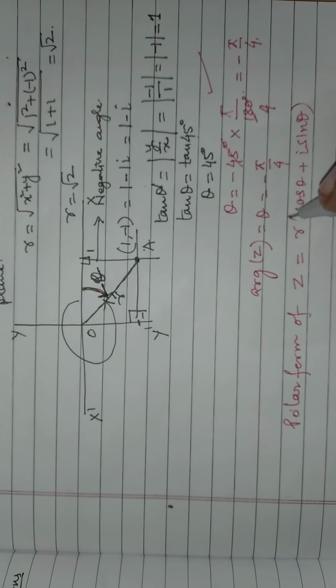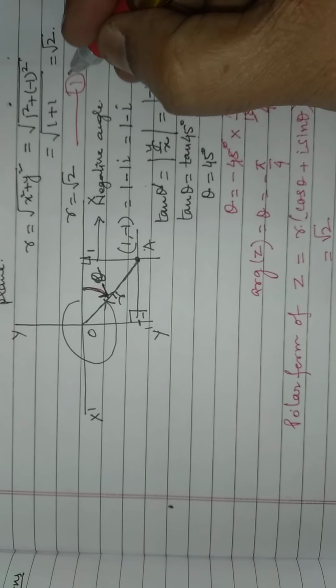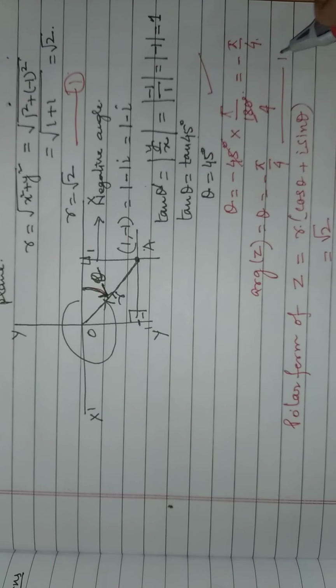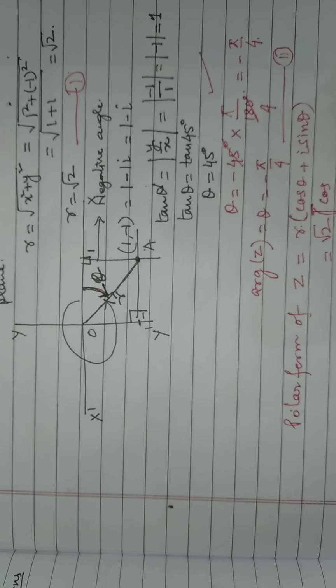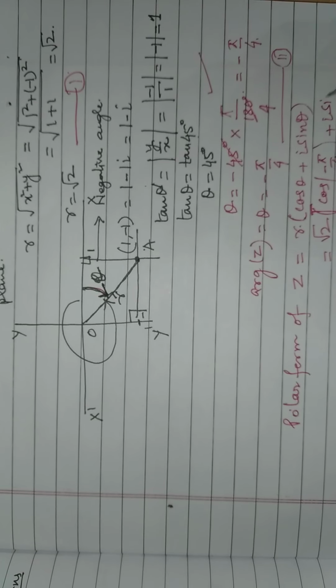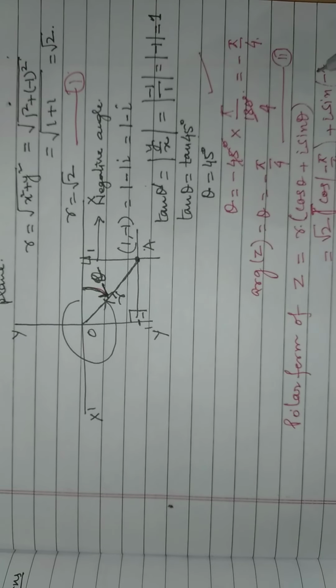Okay, so now r is equal to what? So r is equal to root 2. We have calculated it from 1, and from 2 the argument is equal to this. So in place of the argument we will put minus pi by 4 in the square bracket, and then plus i sin minus pi by 4.